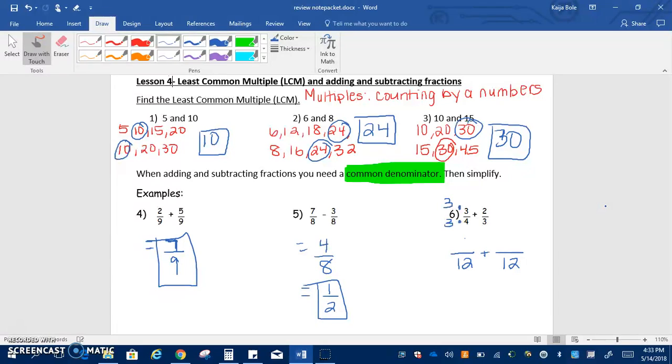3 times 3 gives us 9, so we have 9 twelfths. How do we get from 3 to 12? 3 times 4 gives us 12, so we have to multiply by 4 on the top. 4 times 2 is 8. So now we add 9 plus 8, and we get 17 twelfths, which cannot be simplified, so we can leave it like that.